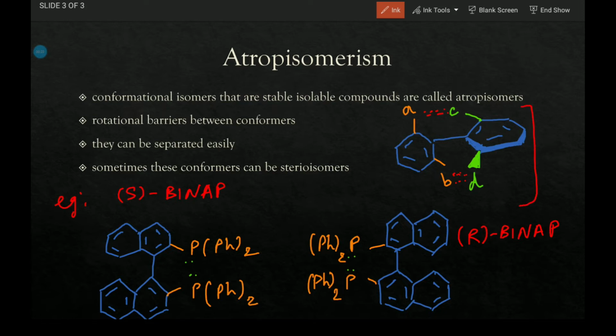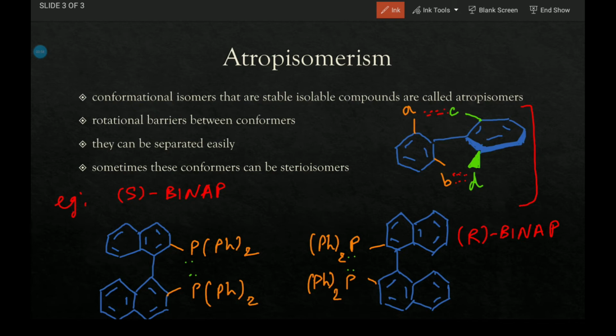Now there are some really bulky groups about the single bond between the two phenyl rings. That is group A, group B, group C, group D. These are so sterically hindered that rotation about the single bond is virtually impossible. So we can say that there are rotational barriers between the conformers, and therefore they can be separated easily. Since they can exist as separate conformers, they can be easily separated. And sometimes these conformers can also be stereoisomers. Well, that depends on the situation, so to speak.